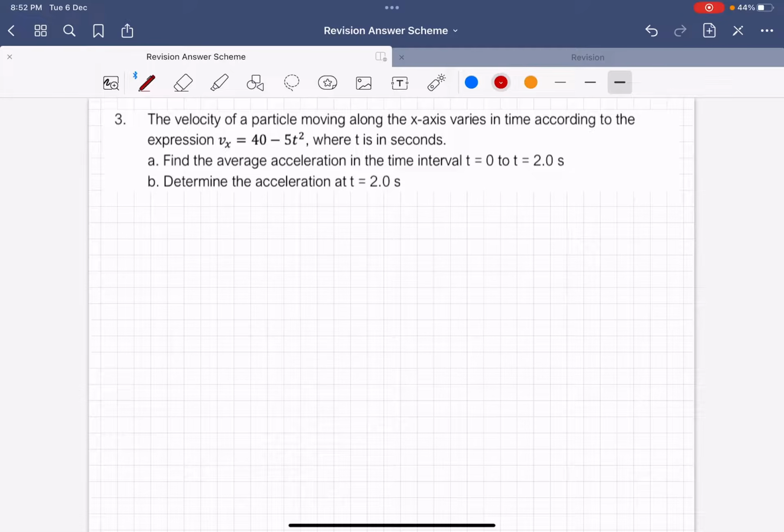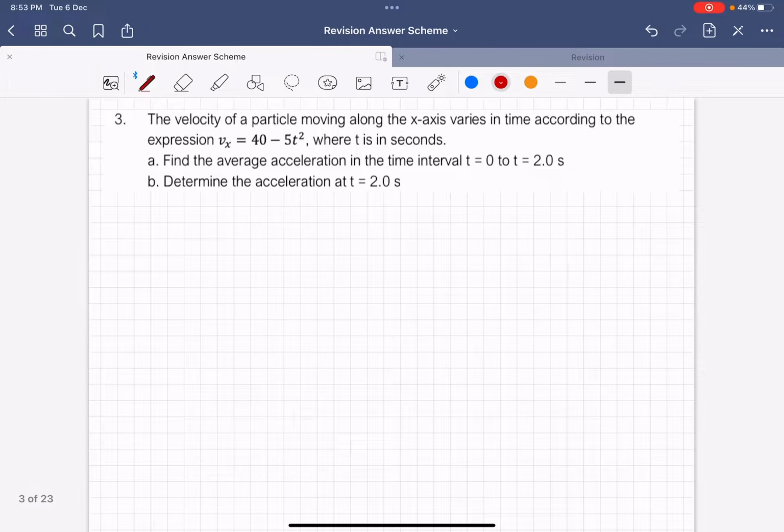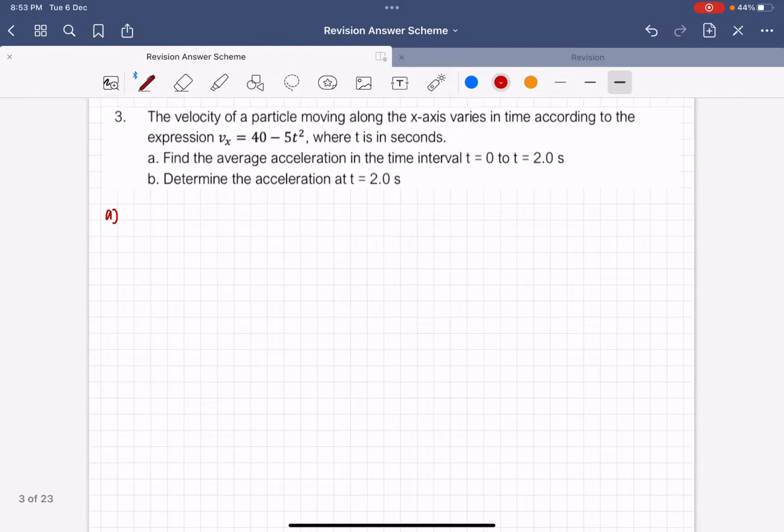For question number 3, we have the velocity of a particle that is moving along the x-axis varies in time according to this expression here. Okay, so they've given us an expression. So we have to find the average acceleration in the time interval between 0 to 2 seconds, and we know that acceleration is the rate of change of velocity. So delta V over delta t. So the time is delta t equal to 2 minus 0, so 2 seconds.